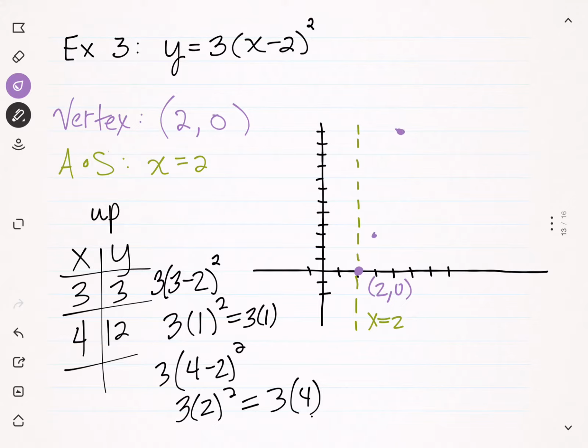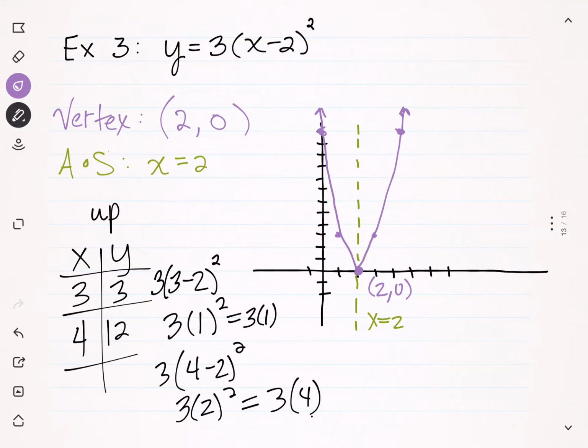Now, my next job is to reflect these points over our axis of symmetry. Okay, so reflecting them over, keeping them nice in a line there, and then we draw our parabola. Okay, now this parabola is very skinny because our value of A is 3, so we're stretching it. We're stretching it way up the y-axis there.